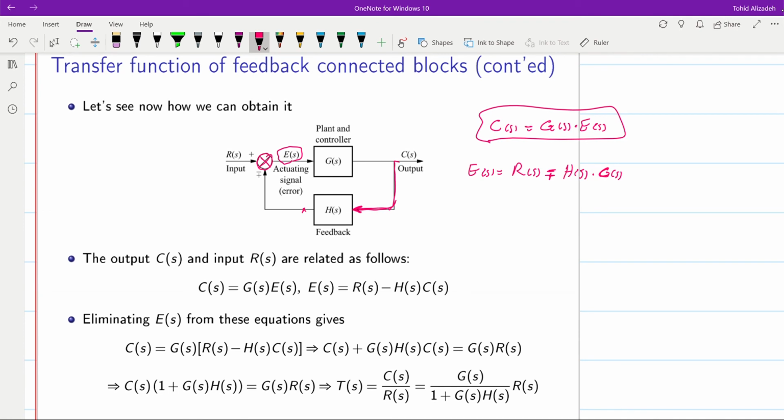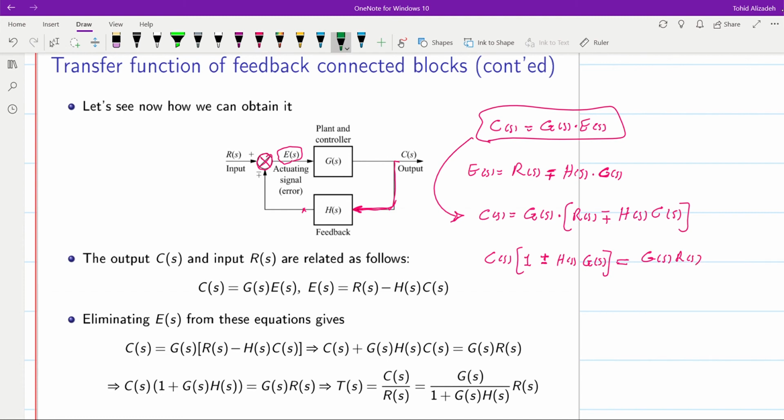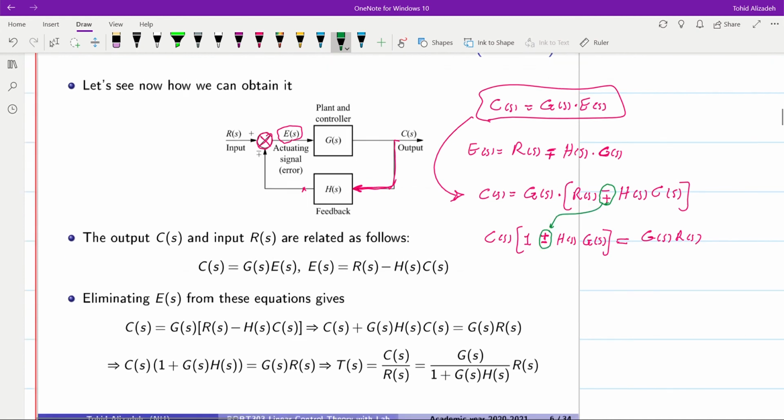Therefore, if we replace E in the first relation that we have between C and E, we will get C of S equal to G times R minus plus H times C. And then if we take all terms with C to one side, we will have C of S times 1 plus minus H times G equal to G times R. Just pay attention that over here we had minus plus, but as it traveled to the left side, it became plus minus.